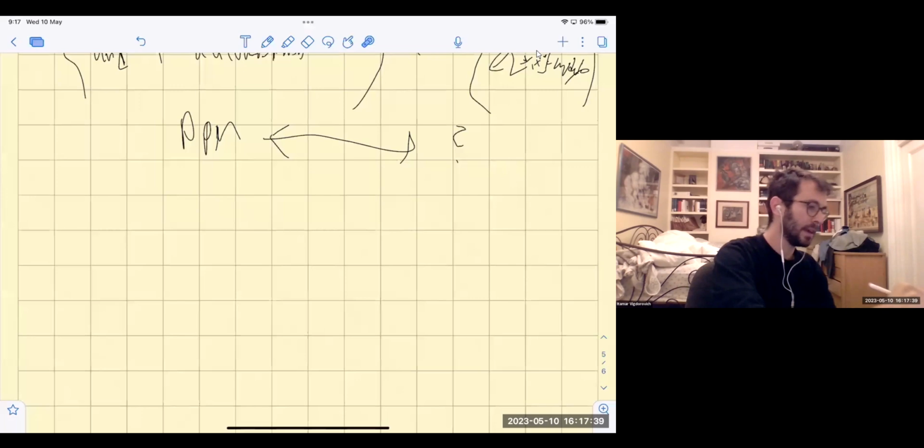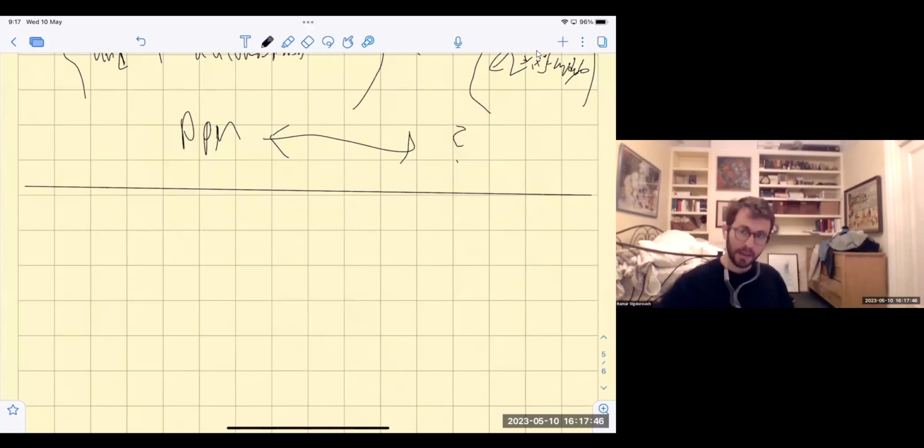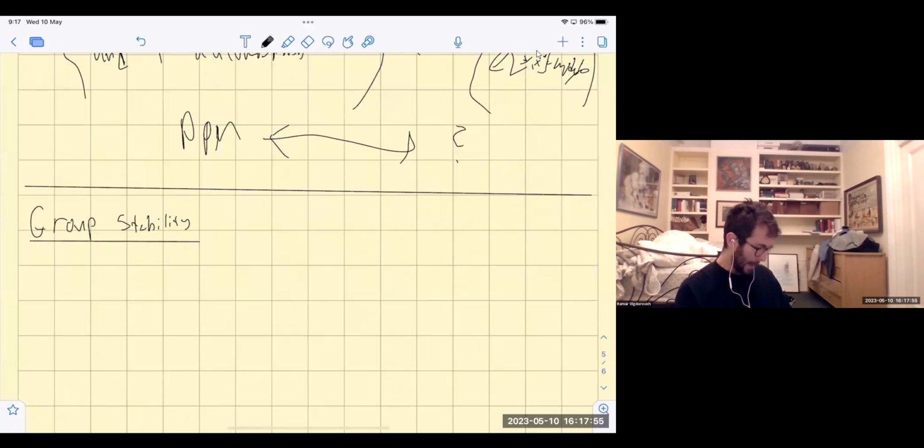And let's start a new subject, and this is group stability. So suppose I have a group G. Okay, so G will be some group. G is a group.